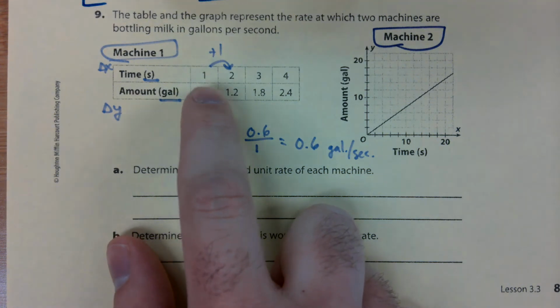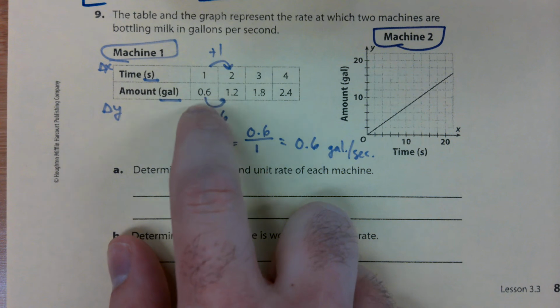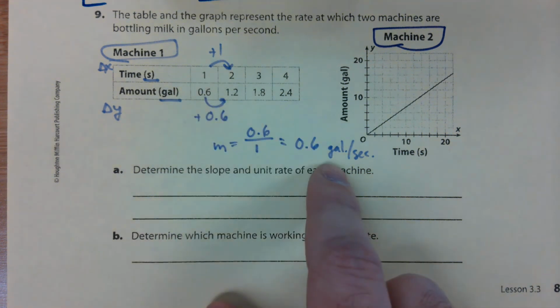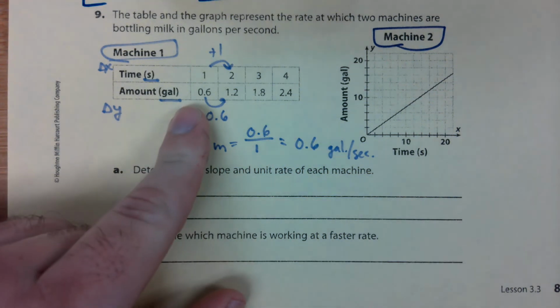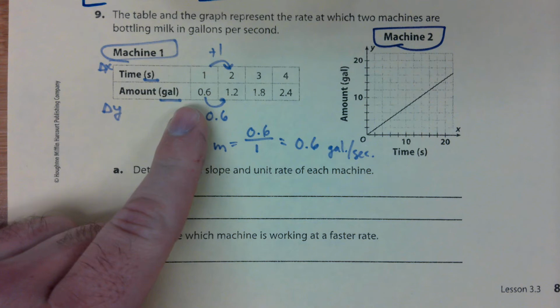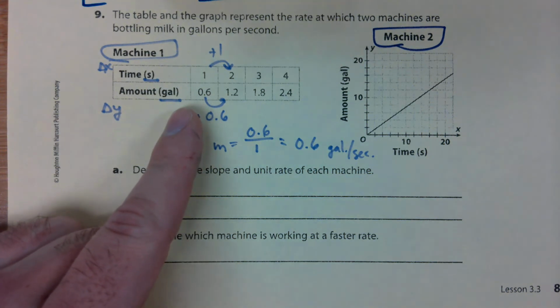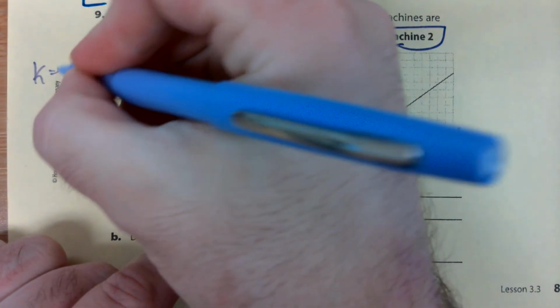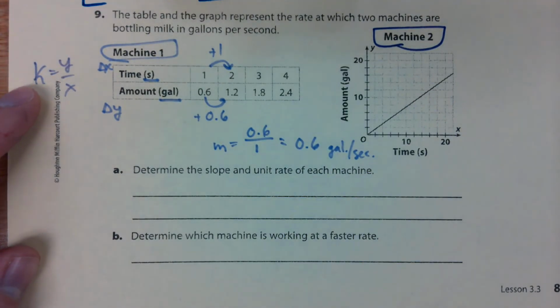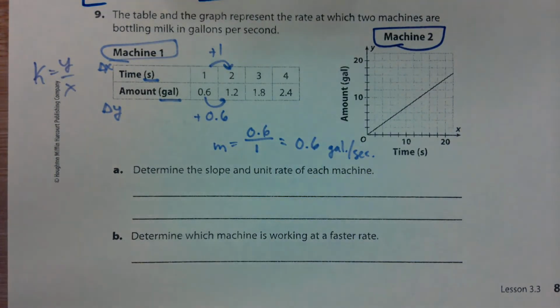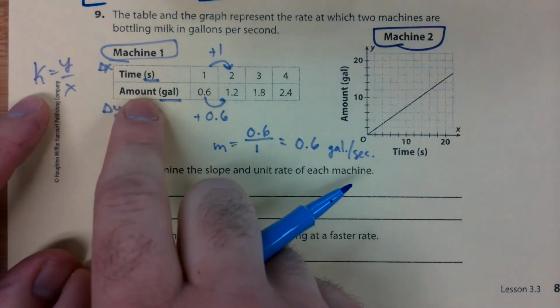You guys see what I'm saying? We could have just done y over x, 0.6 over 1, and got the exact same answer, right? So what kind of relationship do we know that we have here with this machine? Proportional, exactly. Our formula for k is just k equals y over x, right? And as I said yesterday, it's the same thing as finding slope, just the context is a little bit different.